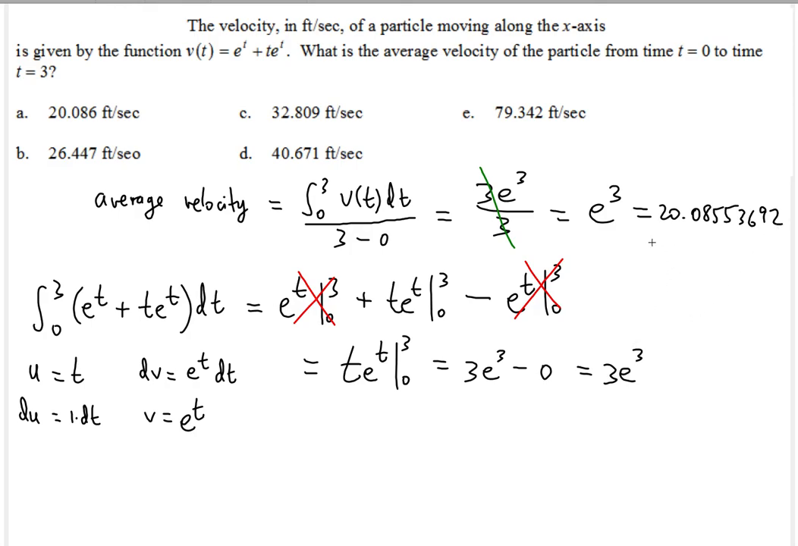3692. So as you can see, the closest choice to this, and keep in mind that this is feet per second, because we're talking about the velocity. The velocity units are feet per second. So the closest number to this result is obviously going to be choice A. So we know this is the correct answer to this problem.